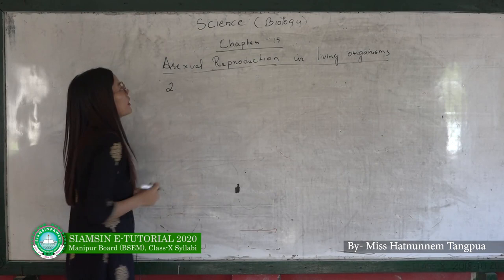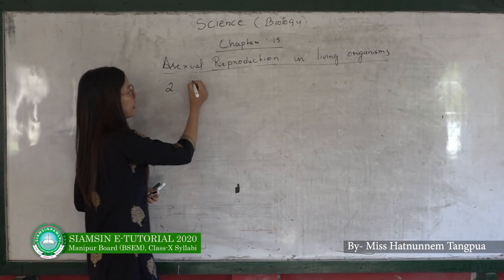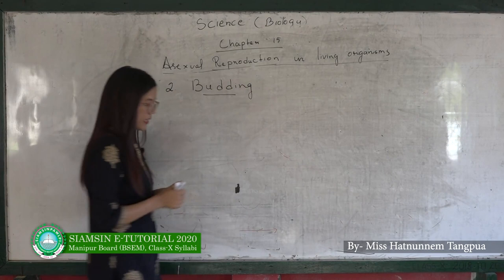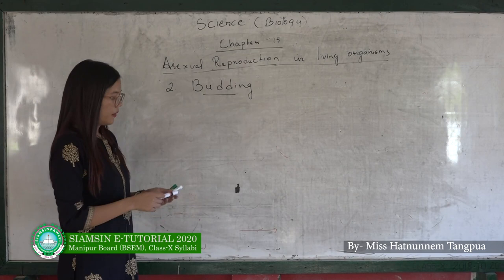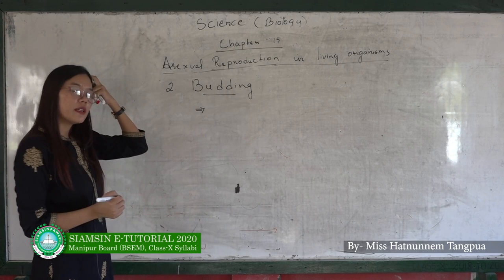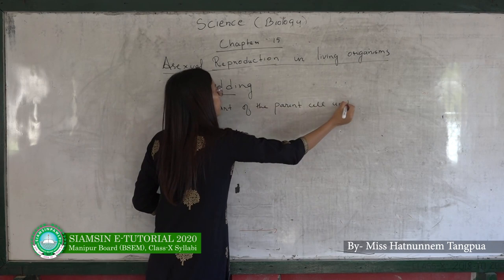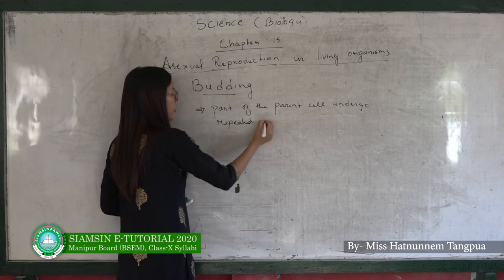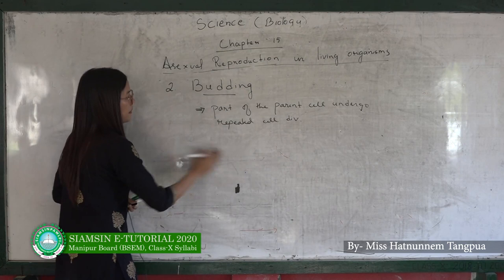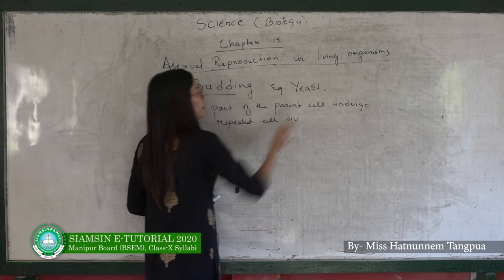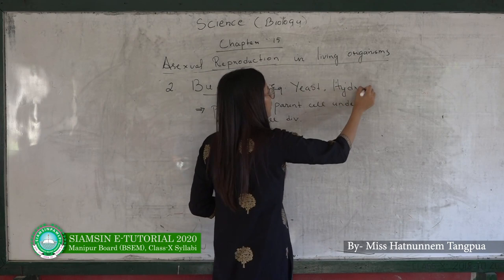Another asexual reproduction process, after fission, is called budding. Budding is a type of asexual reproduction where a specific part of the parent cell undergoes repeated cell divisions. Example: it is seen in yeast and hydra.